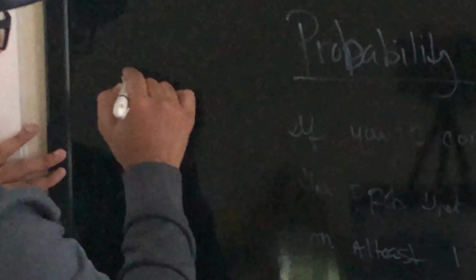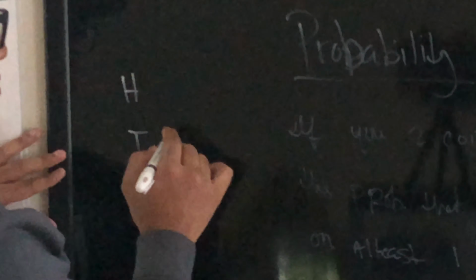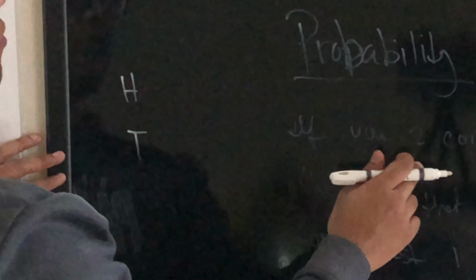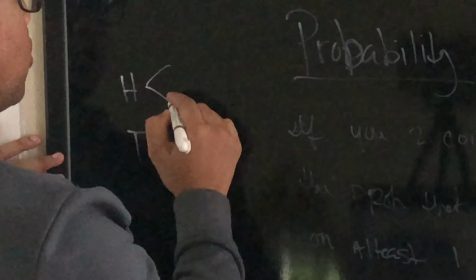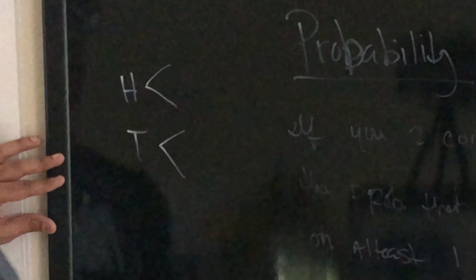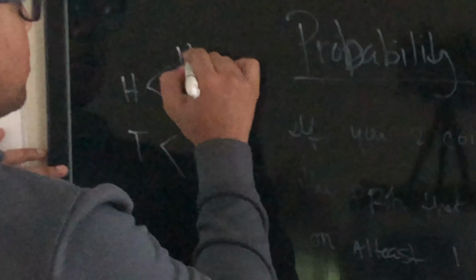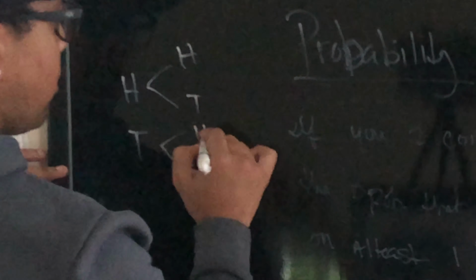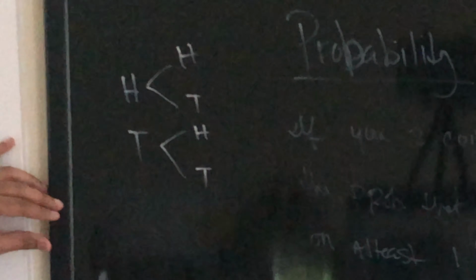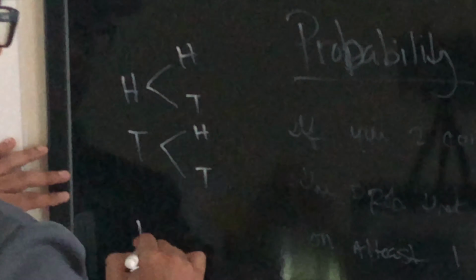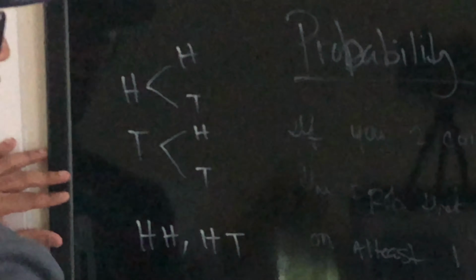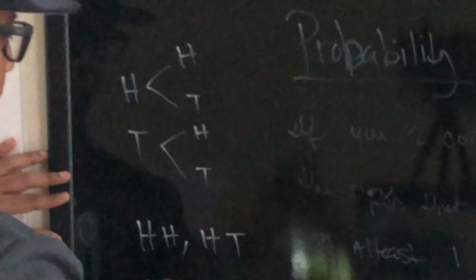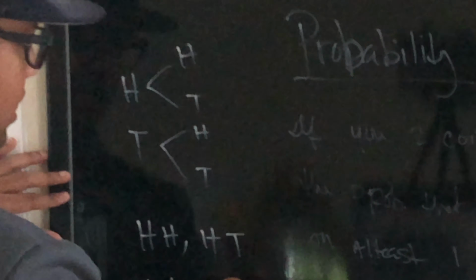Now, remember how we did last time? You have heads and then you have tails here. Remember, it's a 2-coin flip, so you have to have another set. So you have heads here and tails here, and another heads here and another tails here. Therefore, you may have heads and heads, then heads and tails, then tails and heads, and then tails and tails.